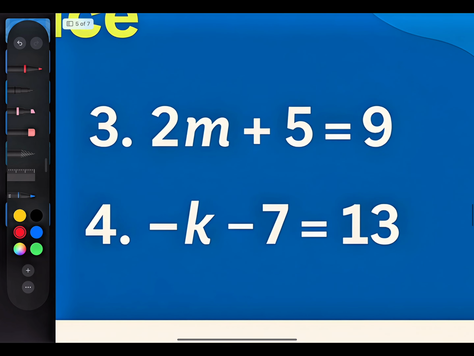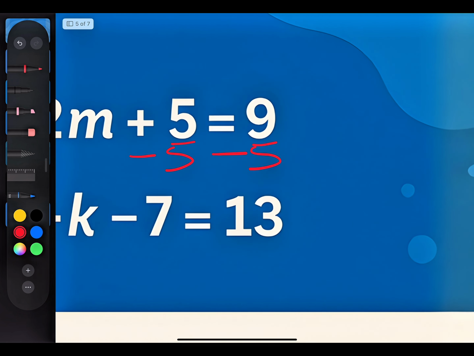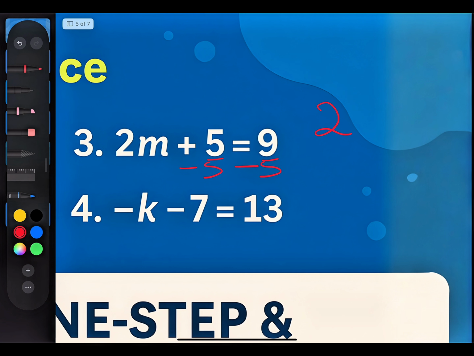Okay, so now we have 2m + 5 = 9. So what would we do here? First thing is to cancel out the one that doesn't have a variable. So we would subtract 5, and we also subtract 5 on the right side. Then we have 2m = 4.